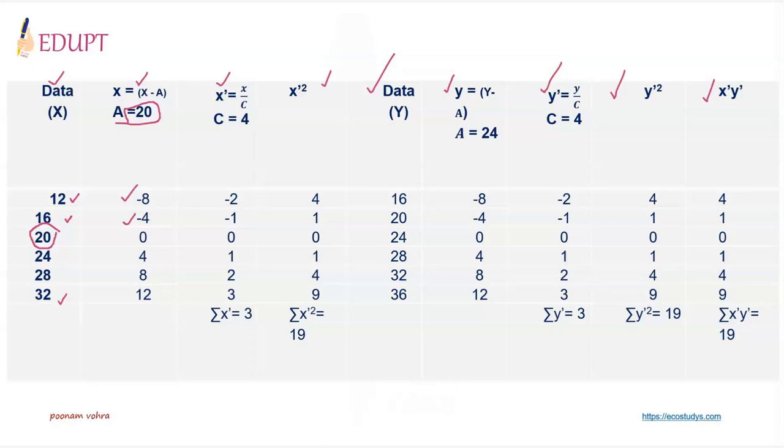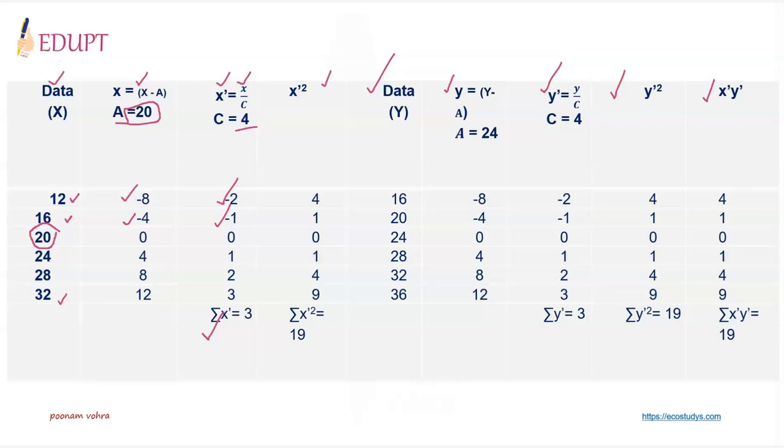Then you need to see the common factor in this series and find deviation dash. That is deviation divided by c, which is the common factor. Here one can find 4 is the common factor. So you need to divide each value by 4 and apply x by c. So you get minus 8 divided by 4 is minus 2. Minus 4 divided by 4 is minus 1, and so on. Complete the series and find its summation. That will be summation of deviation dash.